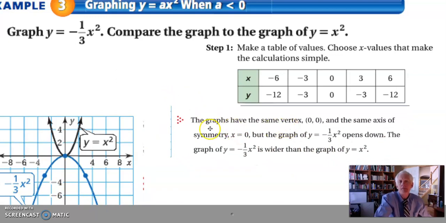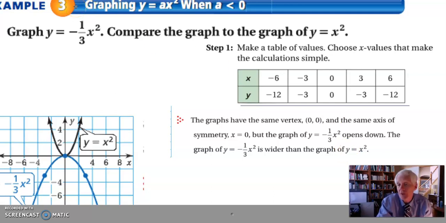So when you compare, this is what we're looking at. The graphs happen to have the same vertex, which is (0, 0), and the same axis of symmetry, which is x equals 0. But the graph of negative 1/3 x squared is different because it opens down, and it's also different because it's wider than the graph of y equals x squared. Now, yes, you can look at the formulas and memorize all this stuff, but we really want you to get it ingrained by graphing it first, so you see what happens when a changes. How does the graph change?